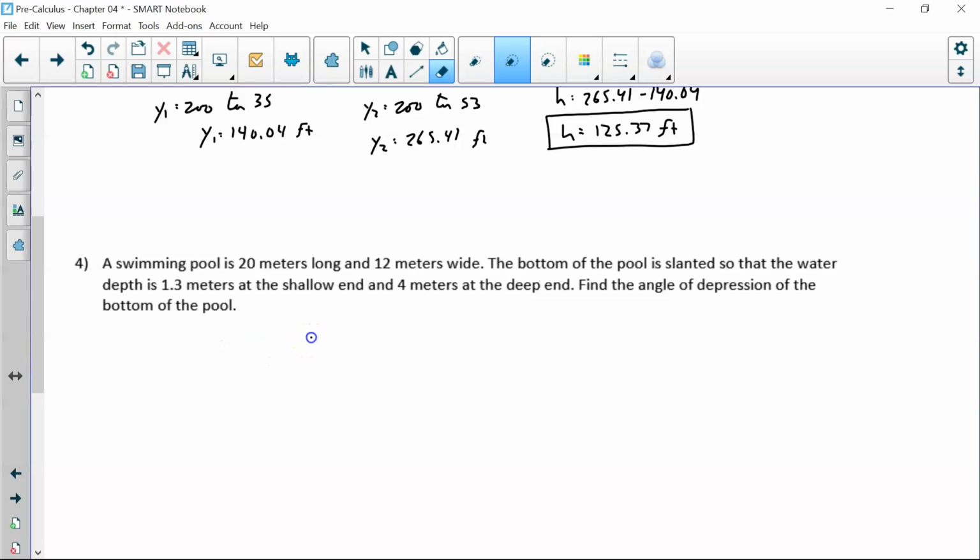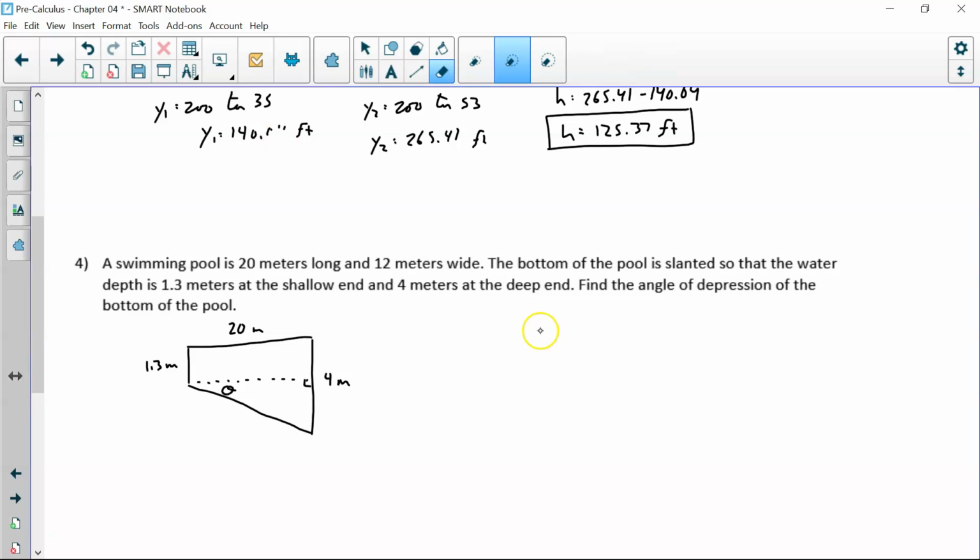So here is a cross section of the pool. We know it's 20 meters long. Now the shallow end is 1.3 meters, and the deep end is 4 meters. It slants. What we want to do is find the angle of depression, and that's going to be up here. That's theta. It's that angle from the shallow end to the deep end. So if you notice, at the bottom we have a triangle, and it's a right triangle.